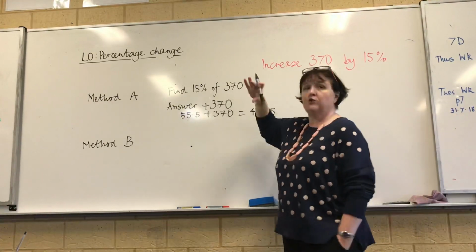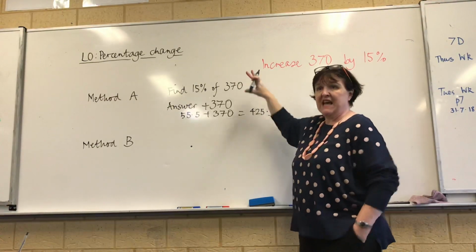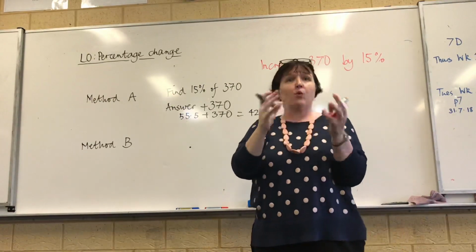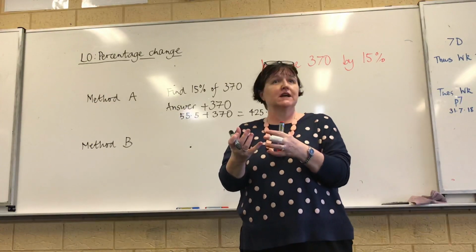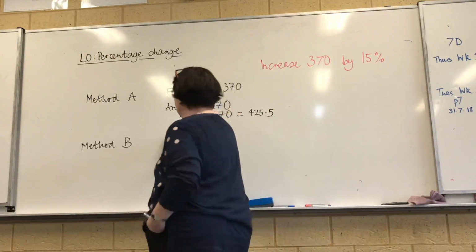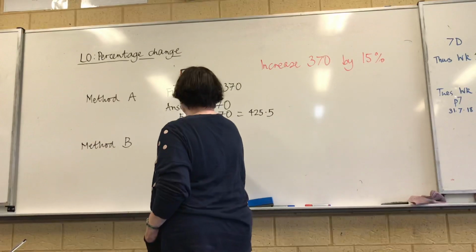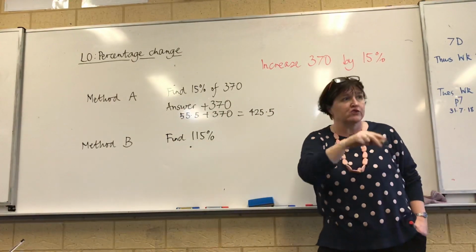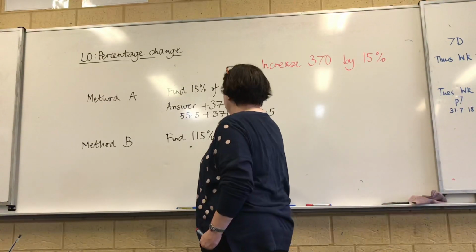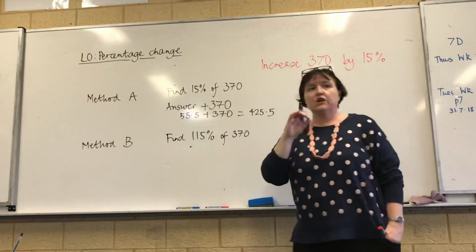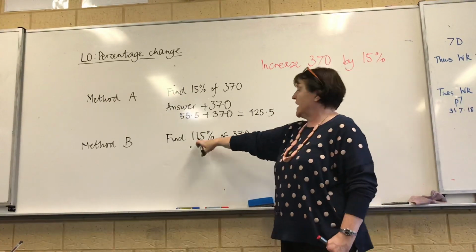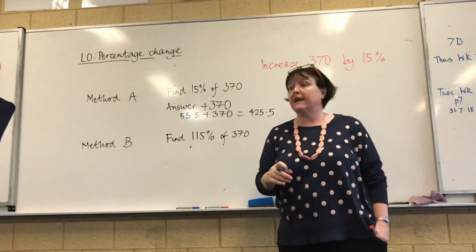What it does is it assumes that 370 is 100%. And then as we've got to increase that 100% by 15%, if we find 115% of the original, we'll get the new answer. So method B is that you would find 115%, so the original 100% plus the percentage increase, of the amount, so of 370. Obviously you're going to get the same answer because you're not going to get a different answer. But how would you find 115% of 370?